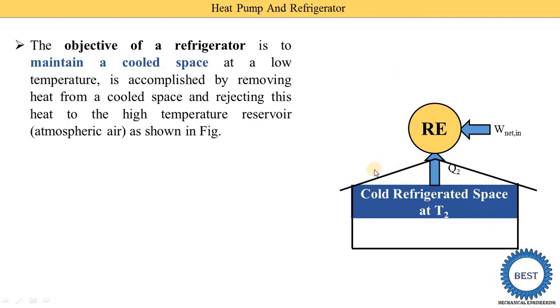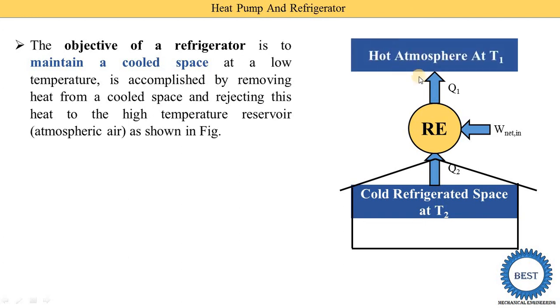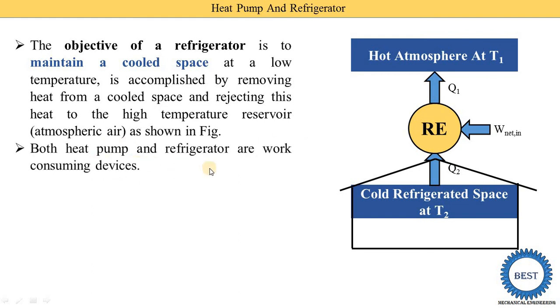And here in a refrigerator our room or space is in the bottom portion, because the refrigerator function is to reduce the temperature, means here our output is there, and in a heat pump our output is in the source portion. Okay, so further heat energy is rejected to the hot temperature at the T2 and our hot temperature is our atmospheric air. Okay, both heat pump and refrigerator are work consuming devices that we already discussed.